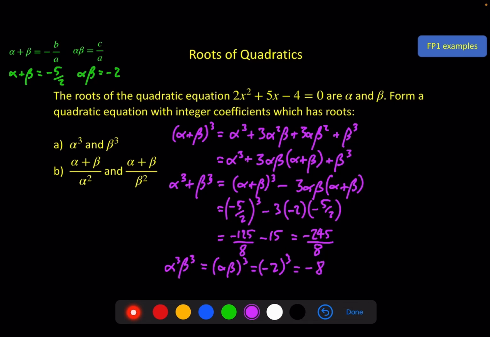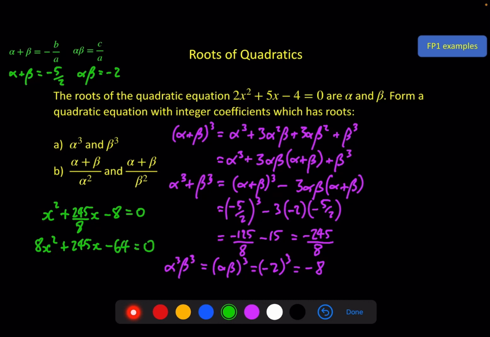Gives us minus 8. And then we put it into the new equation, so the sum is equal to minus 245 over 8, so we have to negate that, so that's a plus 245 over 8 x, minus 8 equals 0, and again integer coefficients, 8x squared plus 245x minus 64 equals 0.